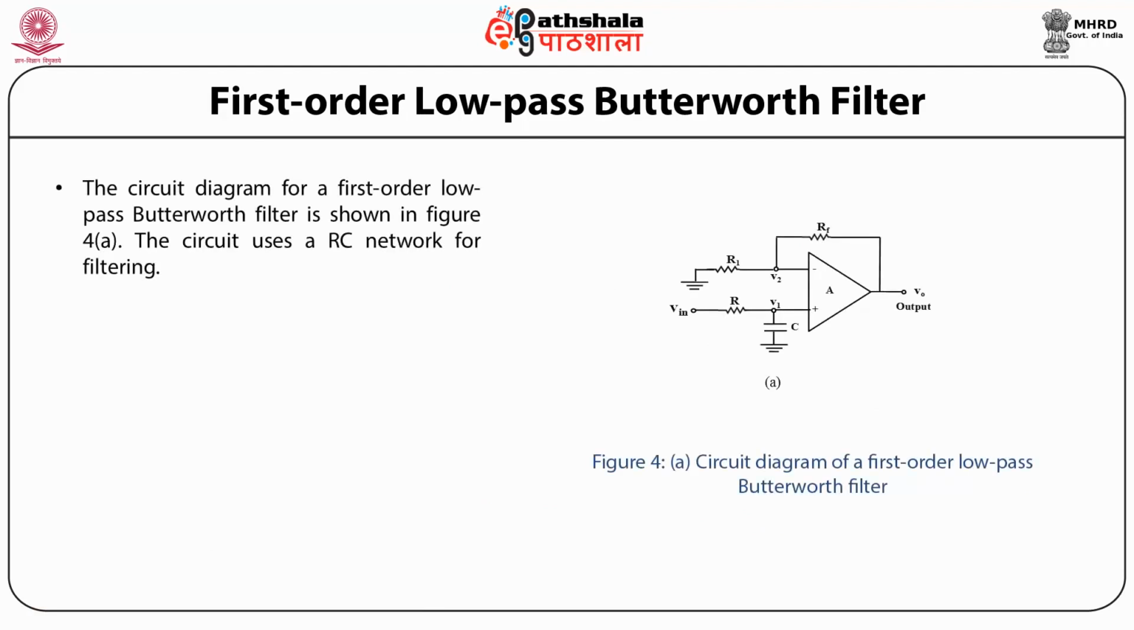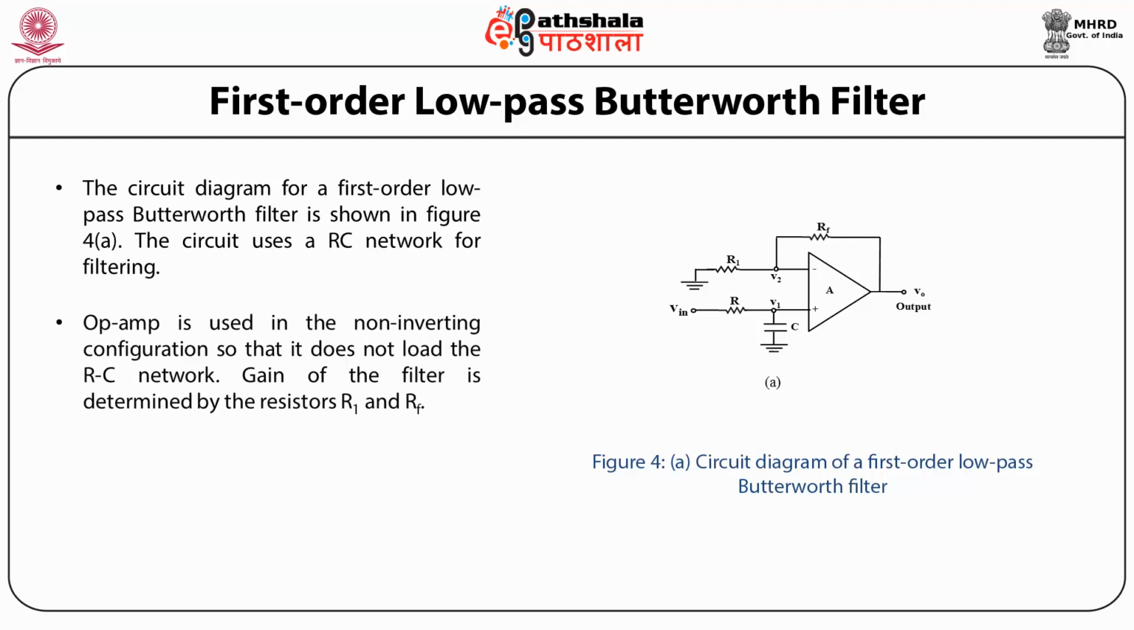The circuit diagram for a first order low pass Butterworth filter is shown in the figure. The circuit uses an RC network for filtering. The op-amp is used in the non-inverting configuration so that it does not load the RC network. The gain of the filter is determined by the resistors R1 and RF.